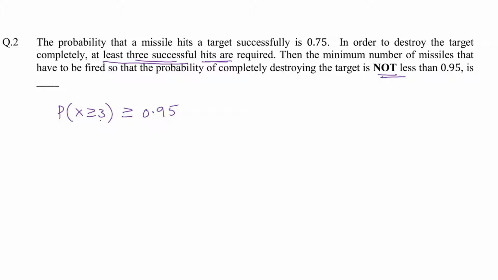So now what is the meaning of this one? P of x equal to 3 means 3 successful hits. P of x equal to 4 means 4 successful hits. P of x equal to 5, 6, 7, and so on. So they are going to give you the number of successful hits that we are taking here. And as we know, at least 3 hits are needed. So that's why we are writing the condition P of x greater than or equal to 3.